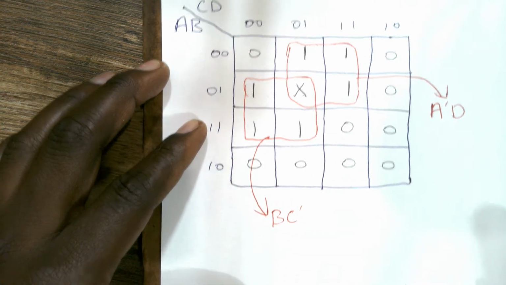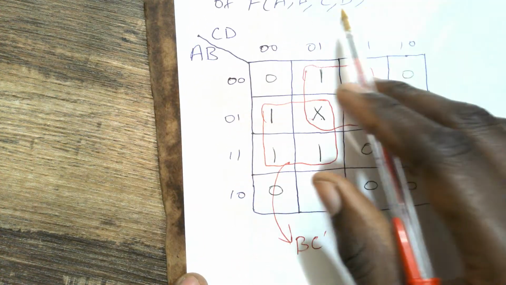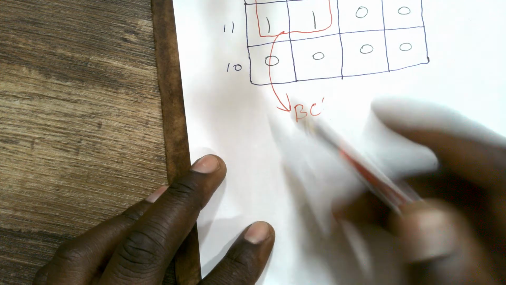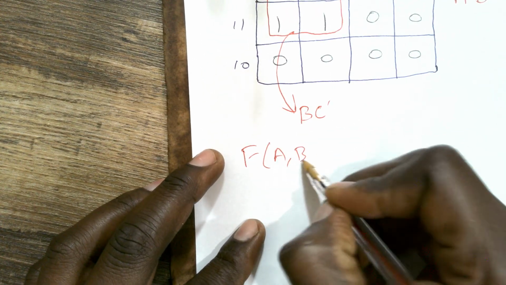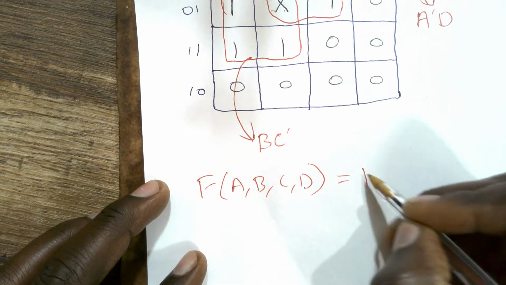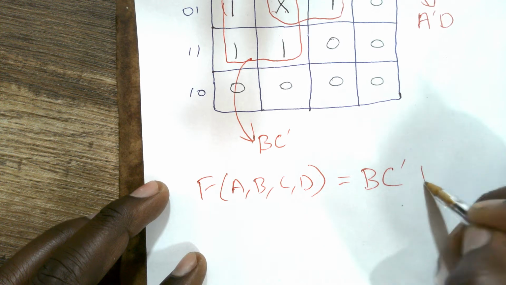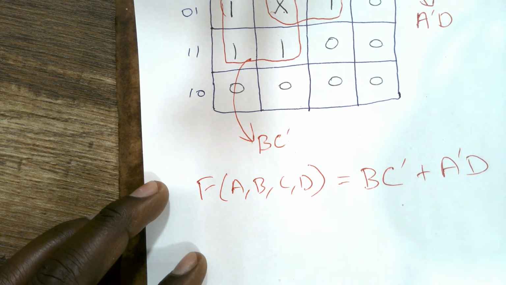So therefore, our minimum SOP for f(a, b, c, d), given this Karnaugh map, will be f(a, b, c, d) equals b c prime plus a prime d. And that's our answer.